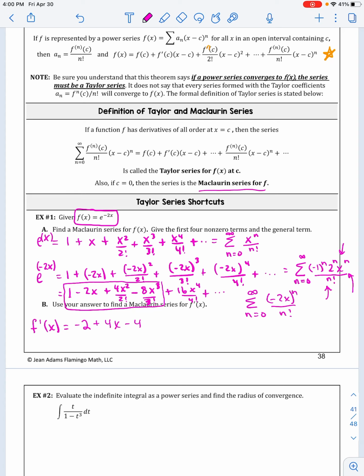And then you'll bring your 3 down. It'll cancel with the 3 in the 3 times 2 times 1. So you still have 2 times 1 in the denominator. And so the negative 8 divided by 2 is negative 4x to the second.